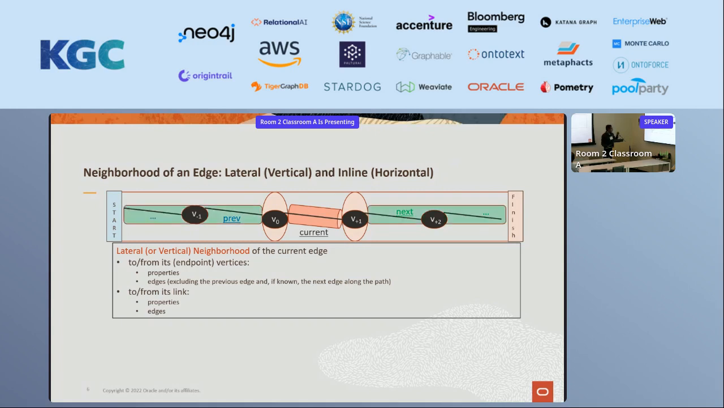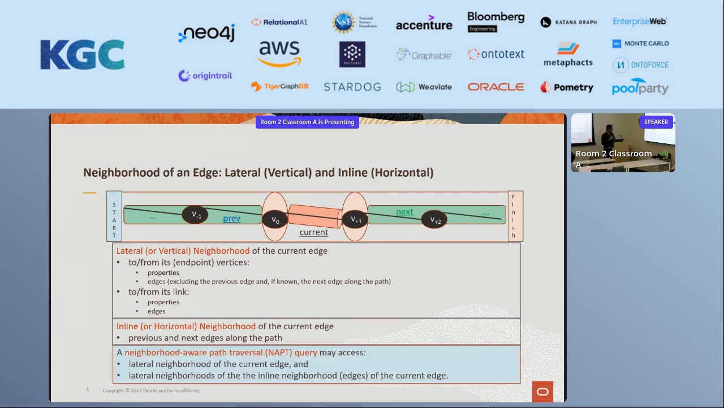And then this is the inline or horizontal neighborhood. That means it's basically along the path. You are looking at the current edge, you are processing the current edge. Your previous edge on the path is a neighbor, and so on, previous to previous edge is also a neighbor, and similarly next also, in case we have that information. So that's the inline or horizontal neighborhood.